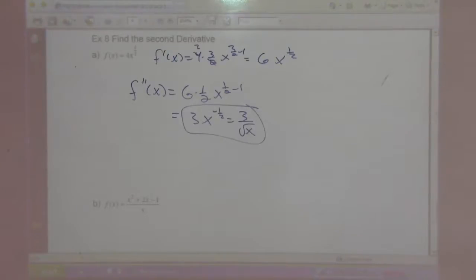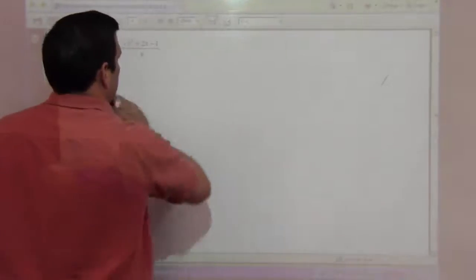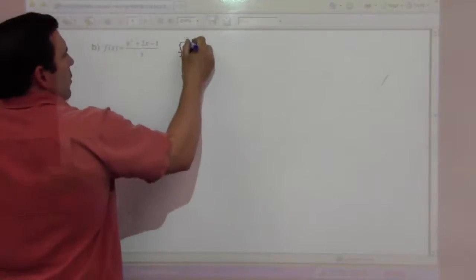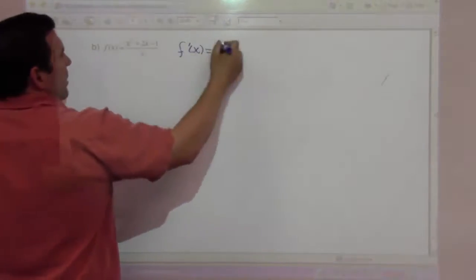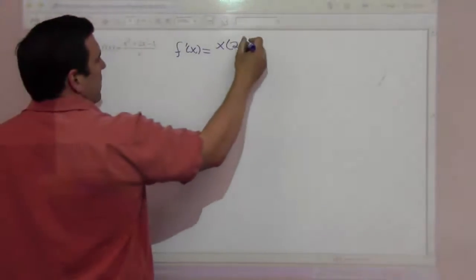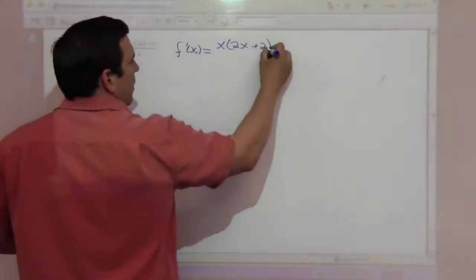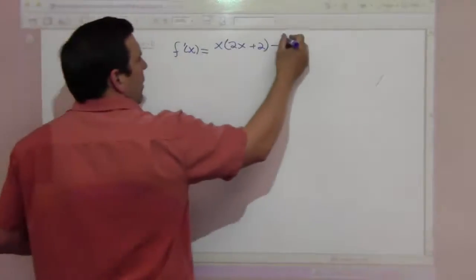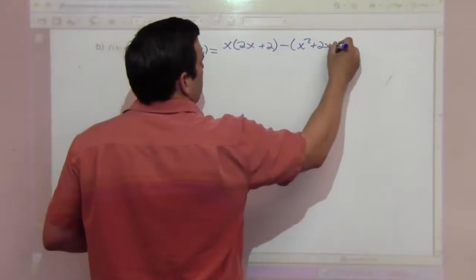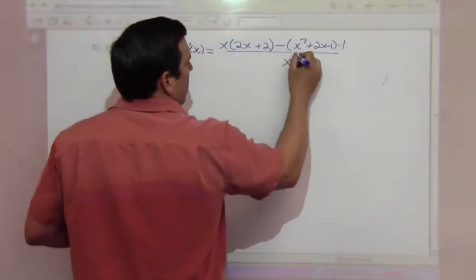We'll go on to our last problem from this section. We're going to find the second derivative of this. F of x equals x squared plus 2x minus 1 all over x. So our first derivative is going to be low d high, so x times the derivative up here. Derivative of x squared is 2x. Derivative of 2x is just 2. Derivative of 1 is 0. Minus high, which is x squared plus 2x minus 1, d low, which is 1. The derivative of x is just 1, all over x squared.